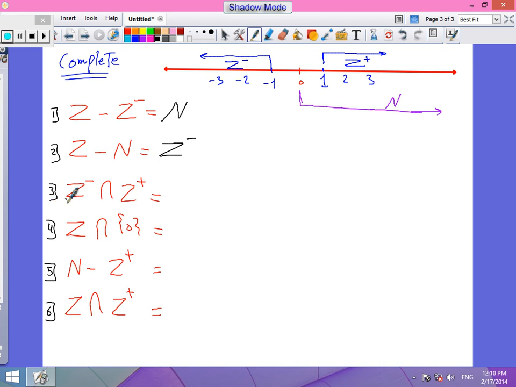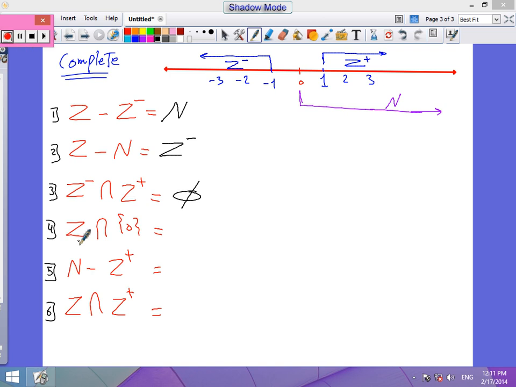Okay? Number 3, Z negative intersect Z positive. We know that intersection means the common elements, the repeated elements between negative and positive. We haven't any common element between them. Here are the negative numbers and here are the positive numbers. Then the intersection will be empty set.